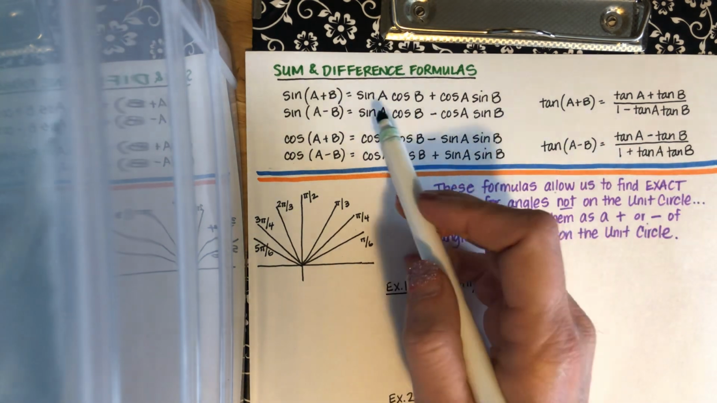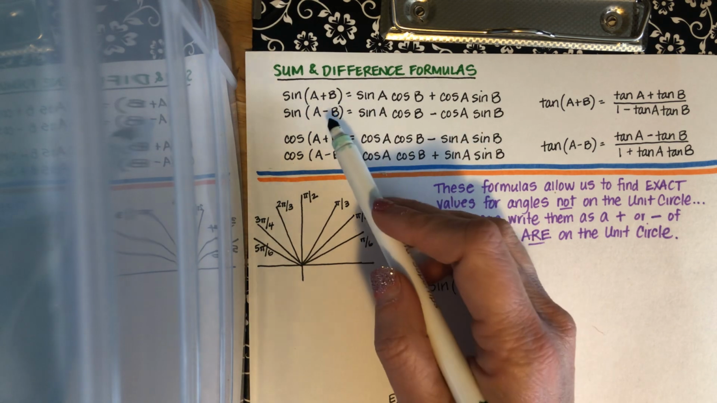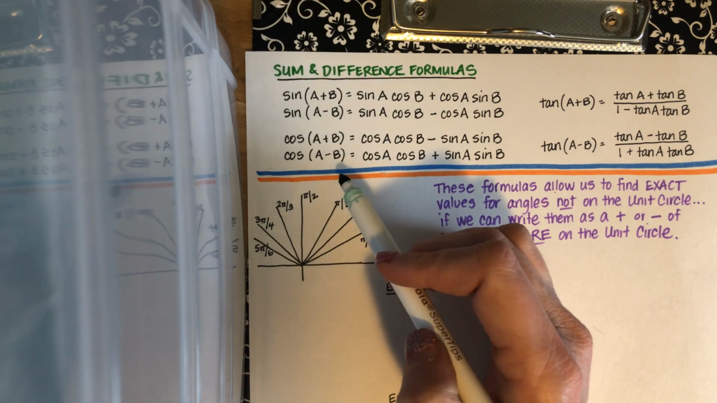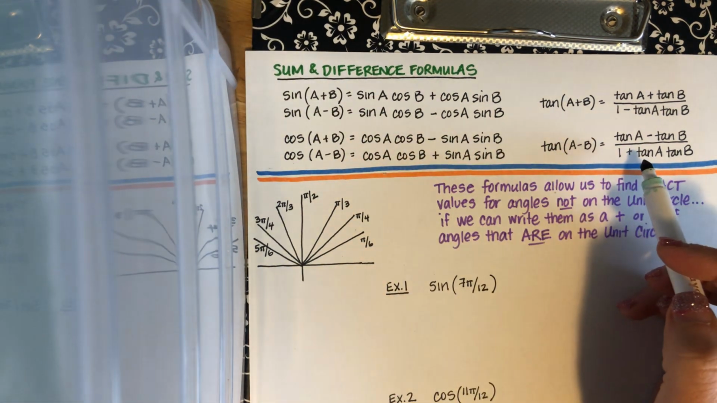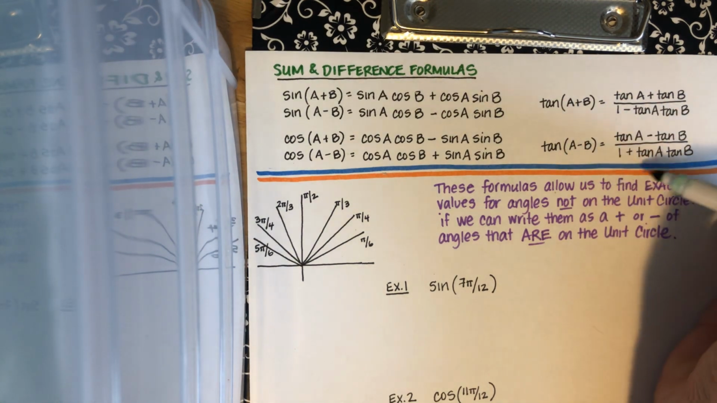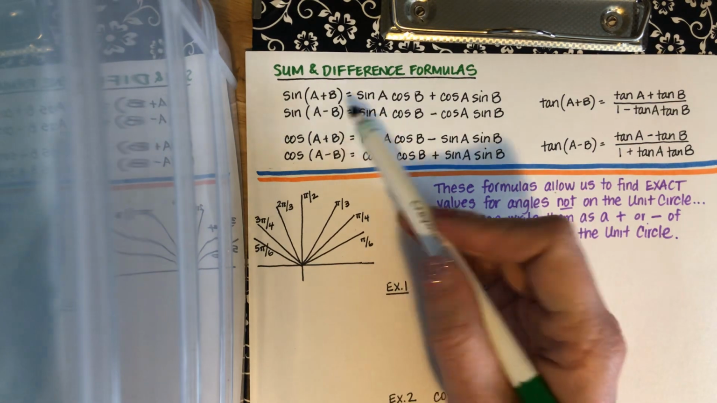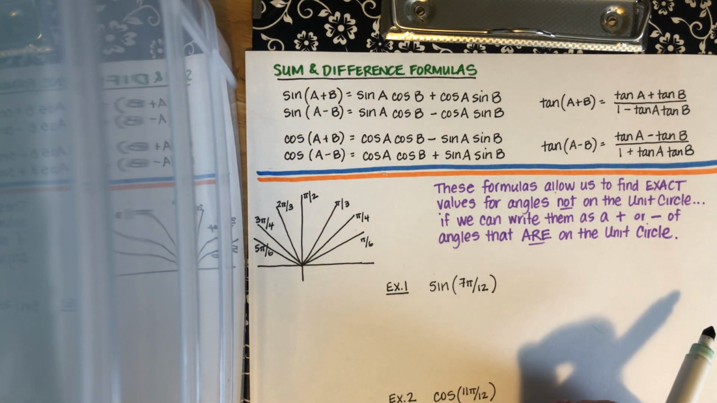But here are the formulas. They give us the ability to find the exact value for a sine or cosine of an angle that maybe can be written as the sum or difference of two other angles. And so we have sine, cosine, and tangent formulas. We're not going to really emphasize the tangent ones, but I wanted you to see what they look like. But we're going to focus on just your initial ability to use the sine and cosine addition and subtraction formulas.